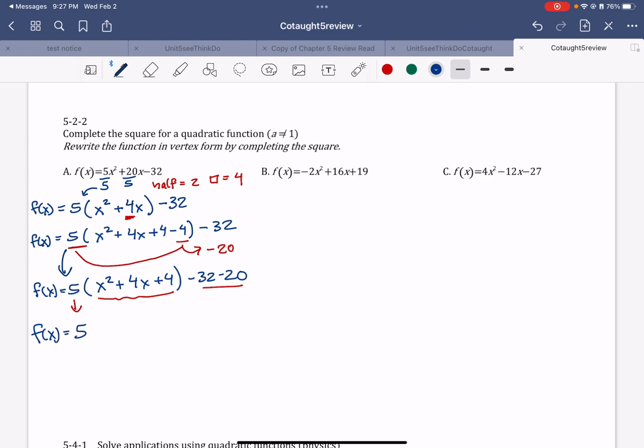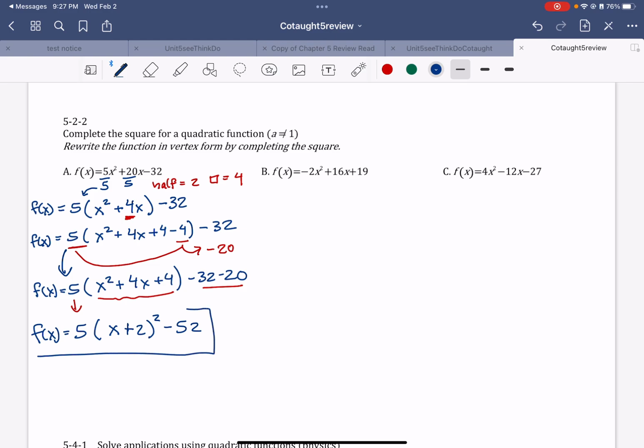The 5 stays. Our perfect square gets rewritten as x plus our half, and our half is 2. Remember, we can look right here, or we can also just know that it's still half of that squared. So x plus 2 squared. And then combine our constants on the outside, and it's minus 52.